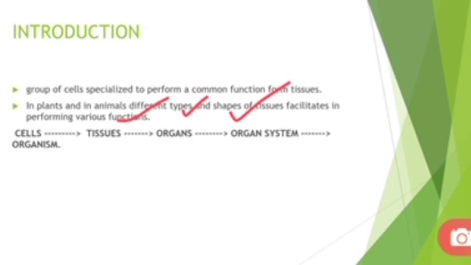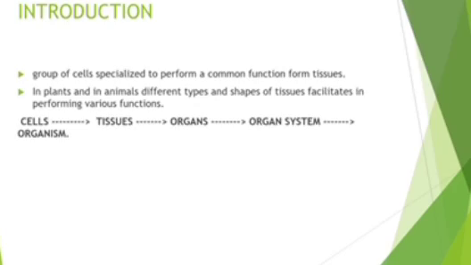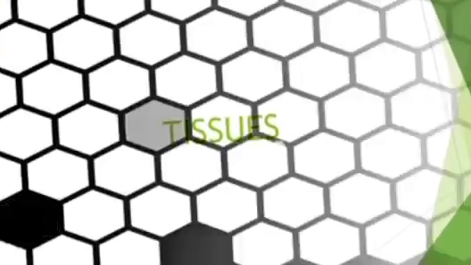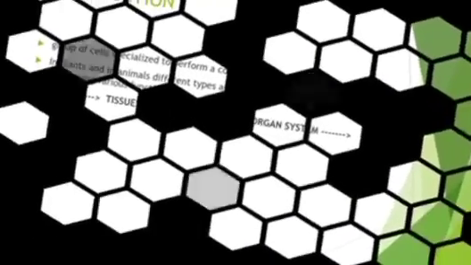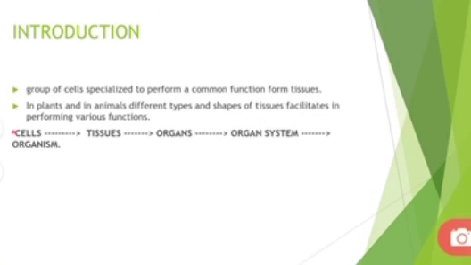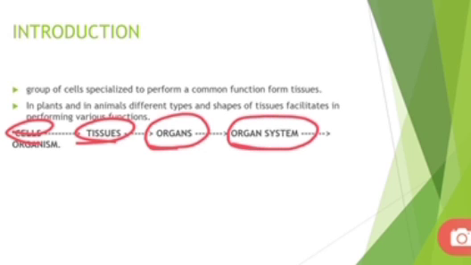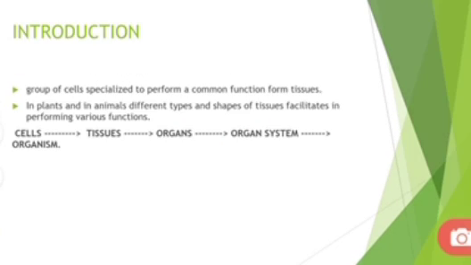Now, in our body we can find cells. These cells together form tissues. Tissues work together to form organs. Organs work and coordinate together to perform various functions, which are controlled by an organ system. And organ systems together form an organism.